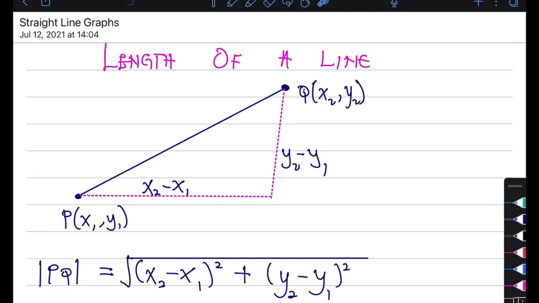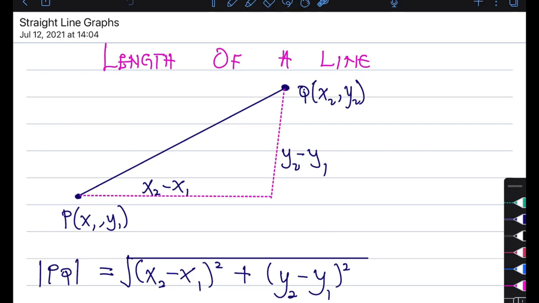So now consider 2 points. Let's say we have point P, which is (x1, y1). Point Q is here, (x2, y2). Then we have joined these 2 points together by means of a straight line. If we want to find the distance between these 2 points, or the length of the line between these 2 points, this is the formula that we use.